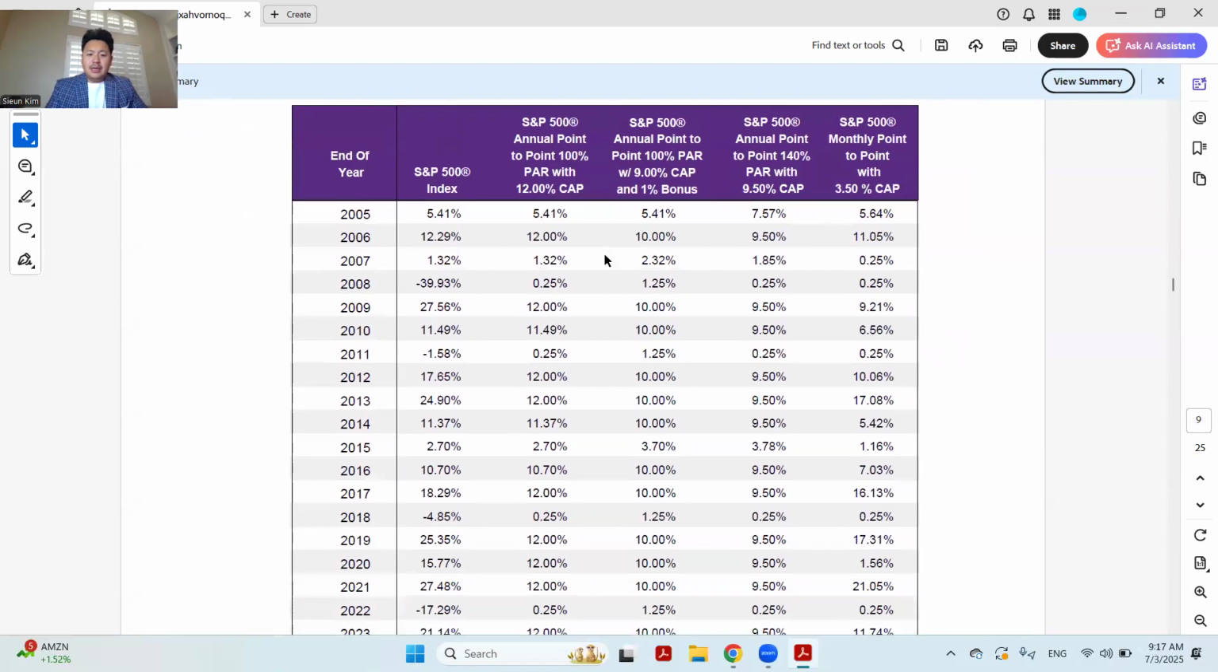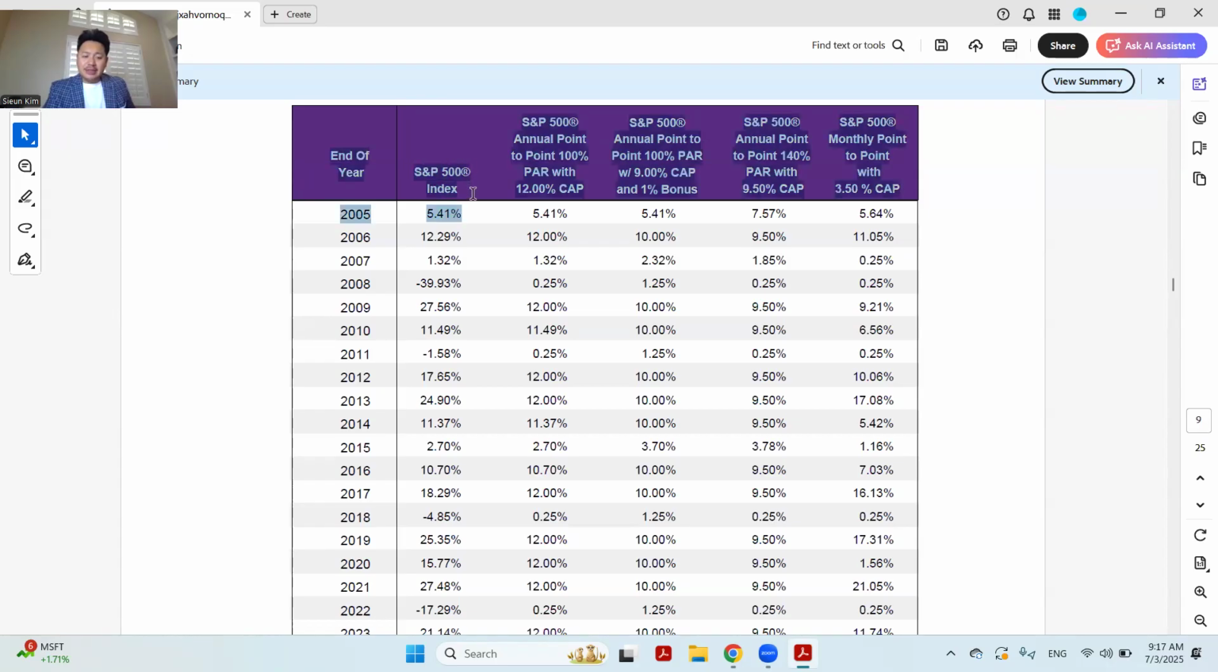So the reason why our clients don't lose money when the market goes down is because IUL is a fixed index universal life, meaning that if the market crashes and it was negative, because it's fixed index, it has a floor of 0 or 0.25%. So you can never go below that. You can never lose money based on the market downside. So how does that work?